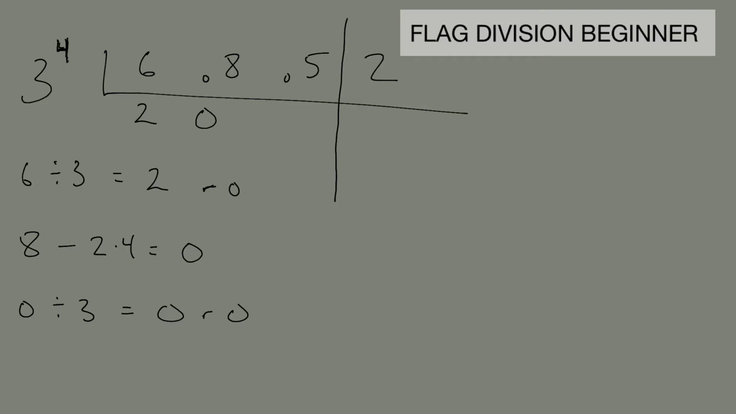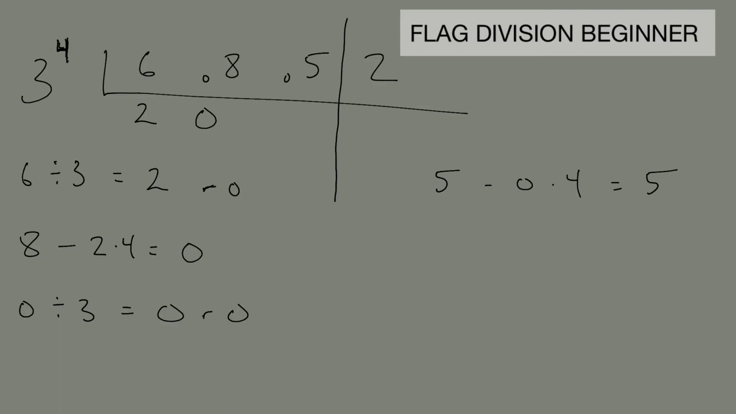Okay, next step, we're going to take this number 5. 5 minus 0 times 4. 5 minus 0 equals 5. Okay, 5 minus 0 times 4 equals 5.